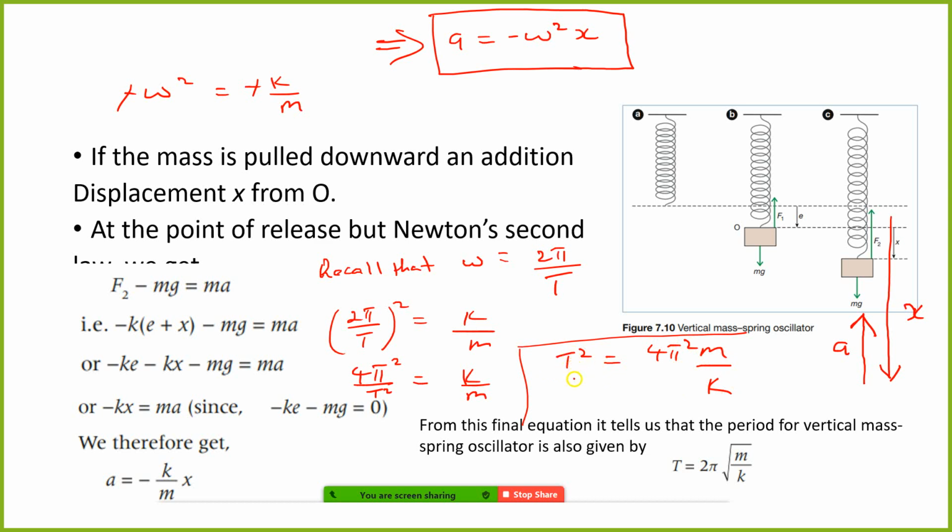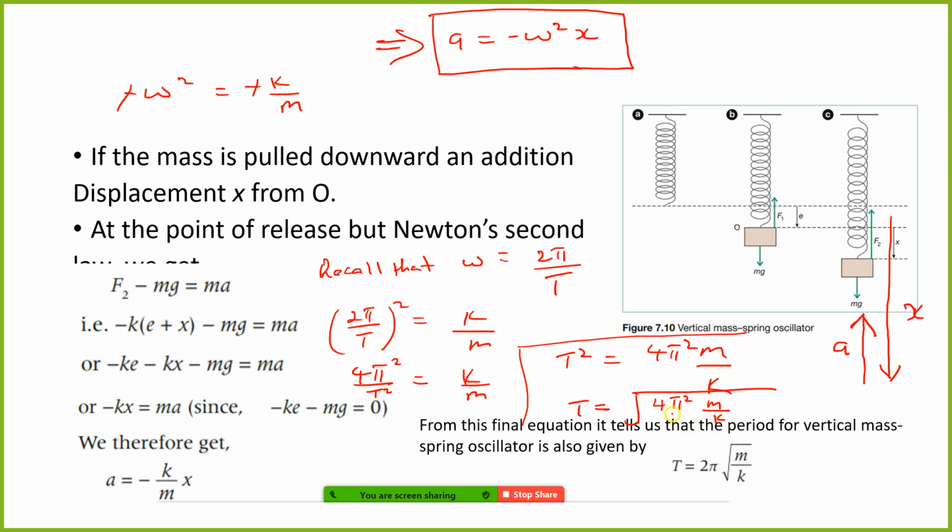However, I want t to become the subject. So t is now going to equal, if you want to get t, then you would have to square root both sides to get rid of the square. So I'm square rooting both sides now. I'm going to get the square root of 4 pi squared times m divided by k.